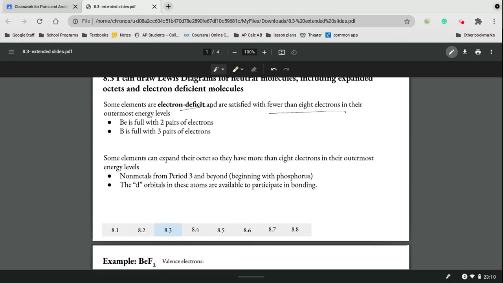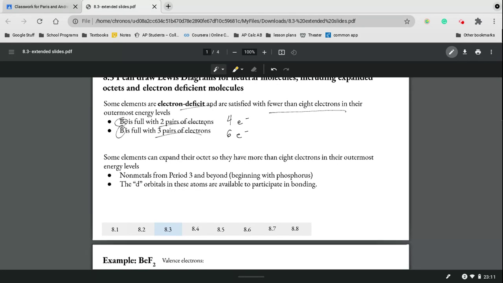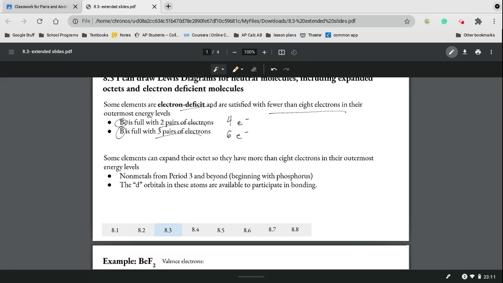And so beryllium, for example, is cool with 2 pairs of electrons, which is 4 electrons total. And boron is considered full when it has 3 pairs of electrons, which is 6. And so that's not that full 8 that we're used to, but it still is okay because they are electron deficit.